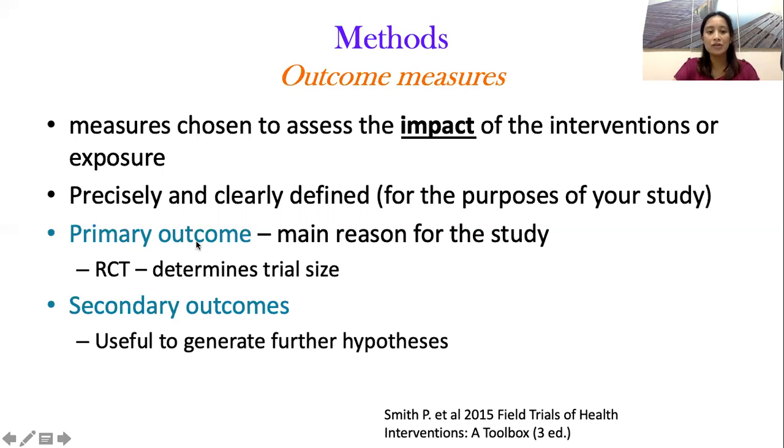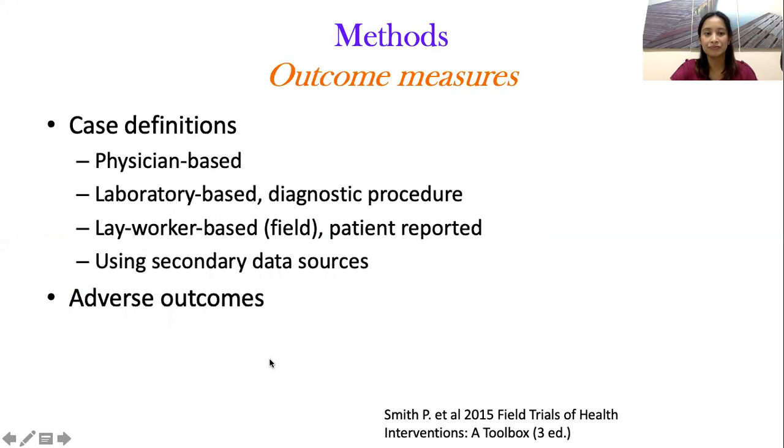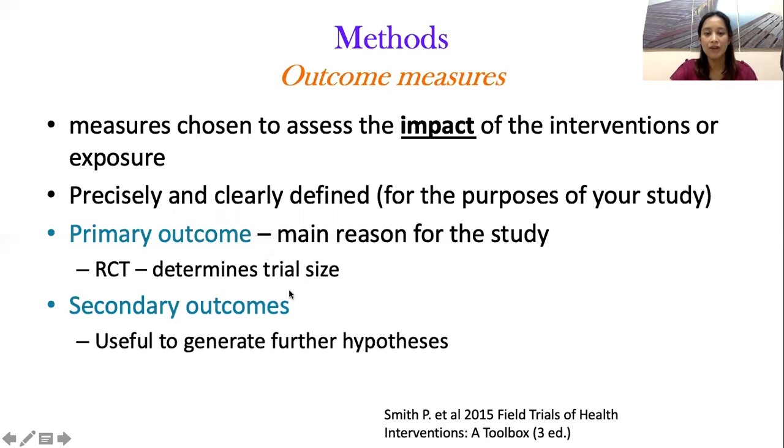So there are two kinds. You have your primary outcome, the main reason for the study. Usually this corresponds to your general objective or your primary research question. If you're doing an RCT, this primary outcome determines your sample size computation. Secondary outcome measures are only useful to generate further hypotheses. So again, this is just hypothesis generating because this is not where you base your sample size computation.